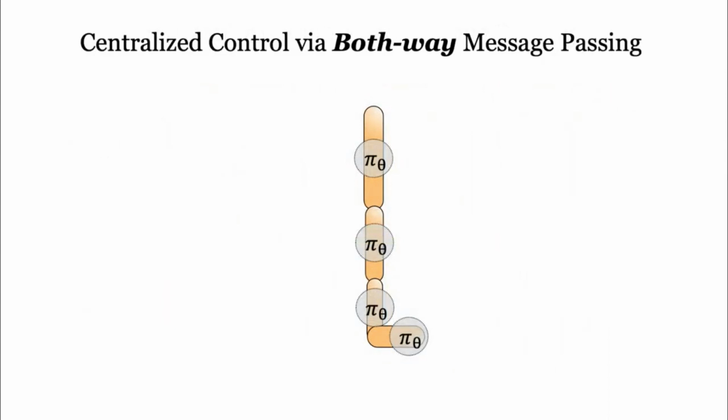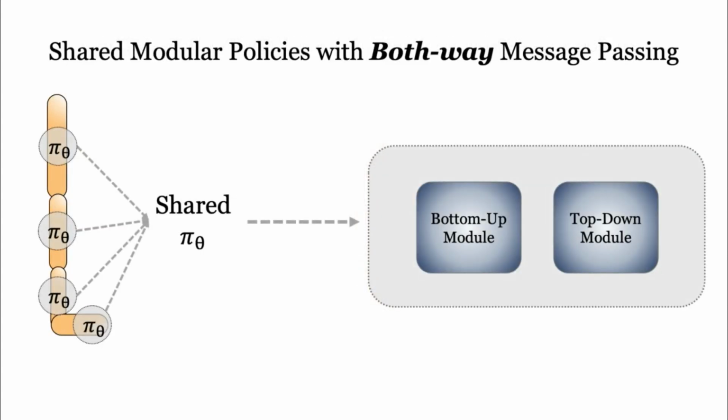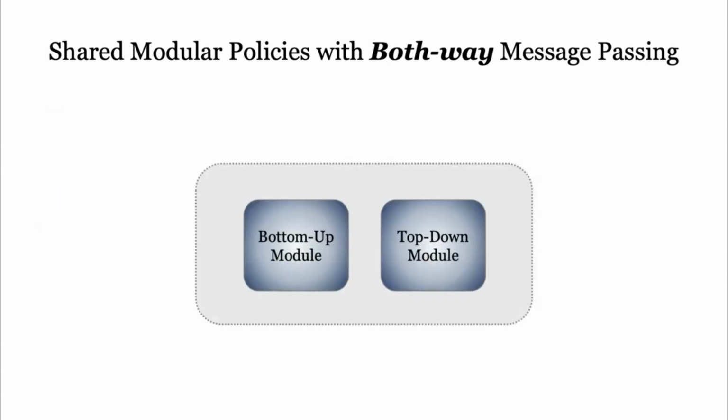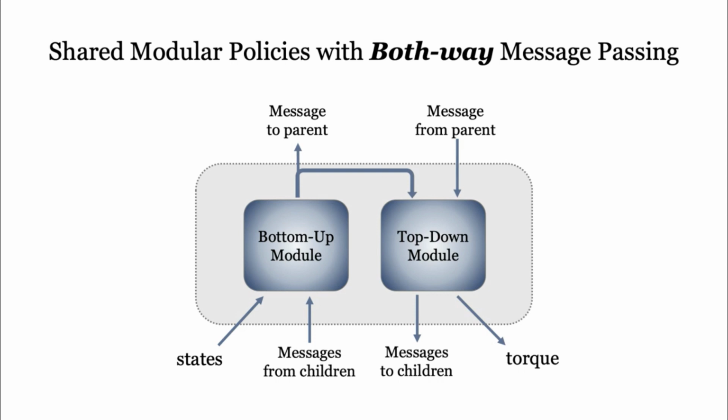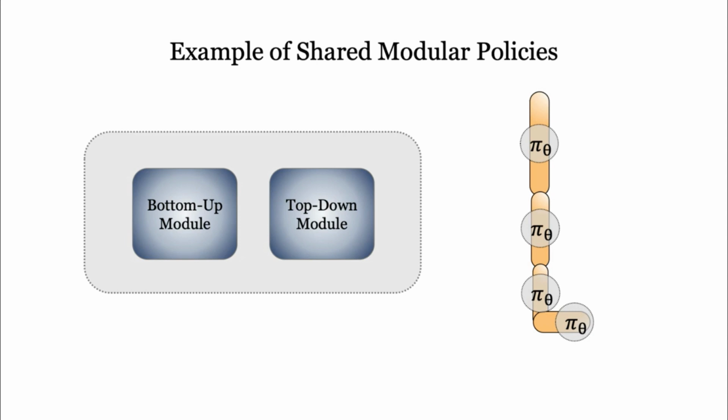So to encourage global coordination and the emergence of centralized control, we propose to pass messages both ways, first bottom-up, then top-down. So what's inside of this shared modular policy pi? It has 2 internal components, a bottom-up module and a top-down module, which are 2 fully connected neural networks. The bottom-up module takes as input the limb's local states and the messages it receives from its children. It then generates a message and passes it to its parent. The top-down module reuses the same message and also takes as input another message from the parent. It then generates the predicted action for this node and different messages that pass to its children.